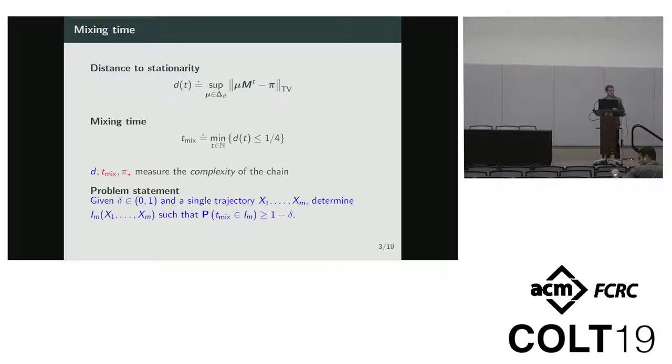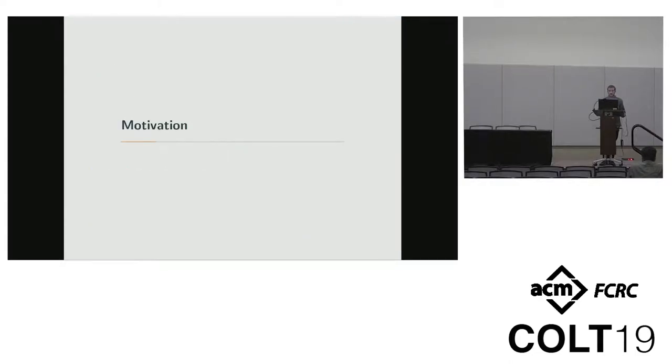And the problem we're setting is the following: given a confidence parameter and one single trajectory on this unknown chain, determine some interval of confidence such that we can trap the mixing time with high confidence. So we're not allowed to restart at any point in time. We just get to watch things happen.